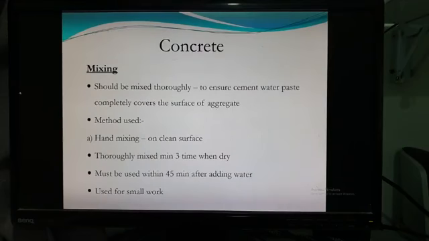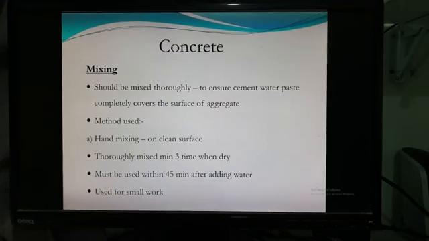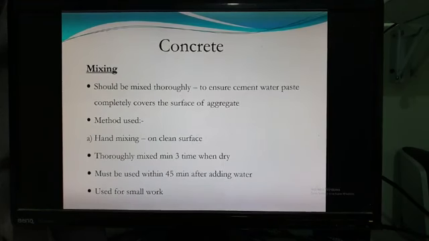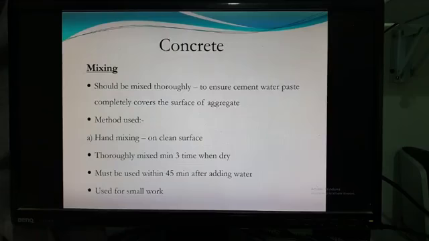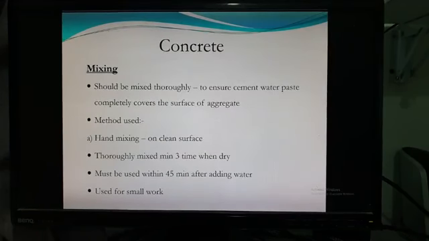So in terms of mixing, it should be mixed thoroughly, to ensure that the water has mixed properly across all of the ingredients. In terms of mixing, we can choose depending on the quality and quantity needed. If it's not too much, we can use the manual method, the hand mixing. Okay, so thoroughly mix minimum 3 times when dry.